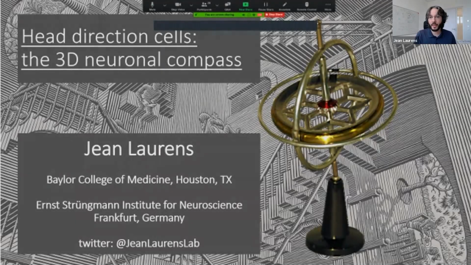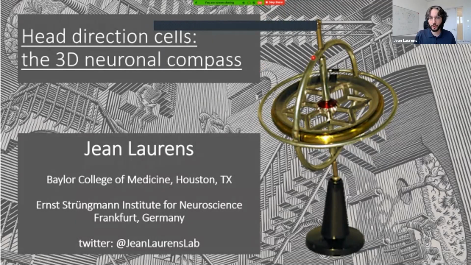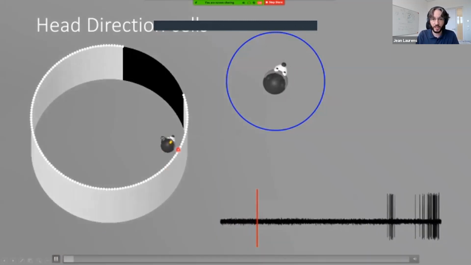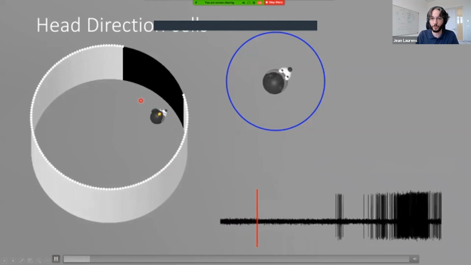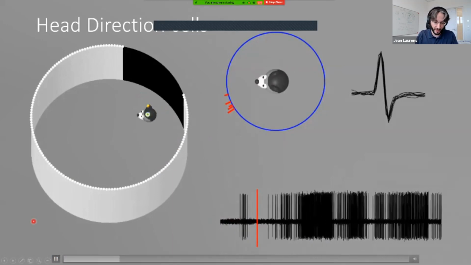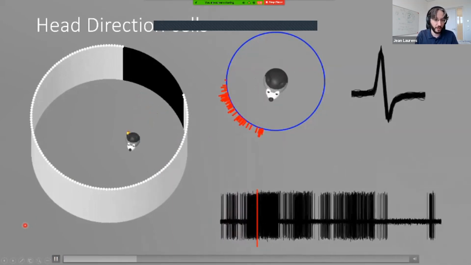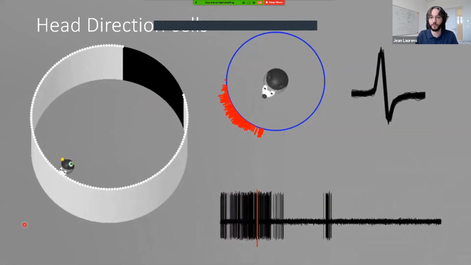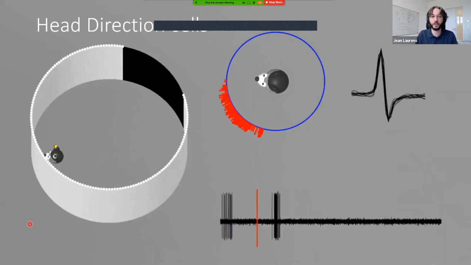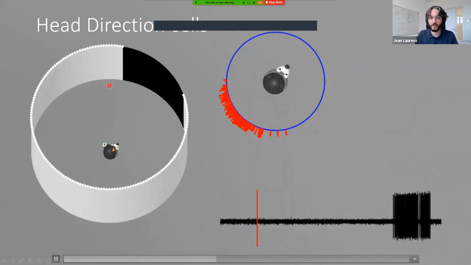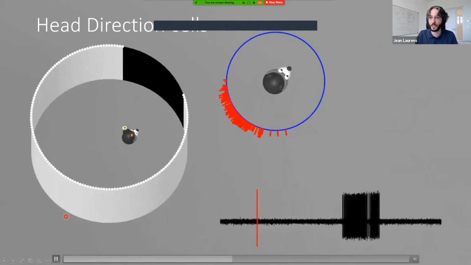So head direction cells are what people call the neuronal compass. And I can illustrate easily what they are by showing this experiment in which a mouse is rotating spontaneously in an arena. And whenever the mouse faces a certain direction, which in this cell is the lower left corner, then this cell fires. So in other words, this particular cell encodes when the mouse faces a specific direction, and collectively the ensemble of head direction cells is going to span the entire horizontal plane and form a compass.